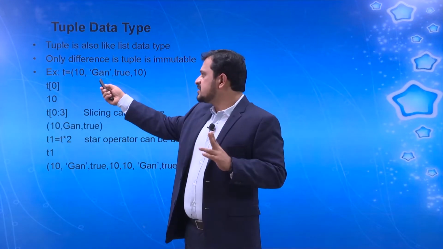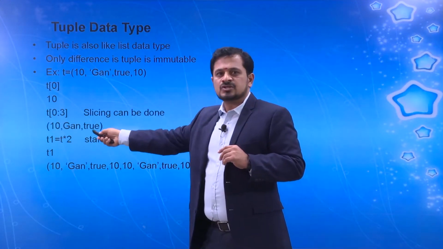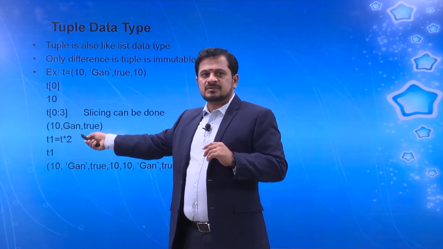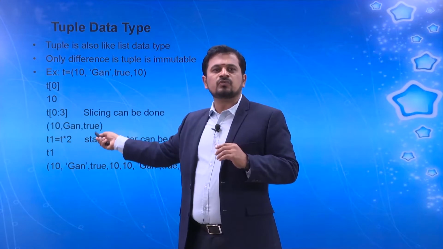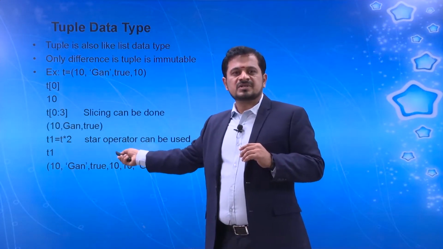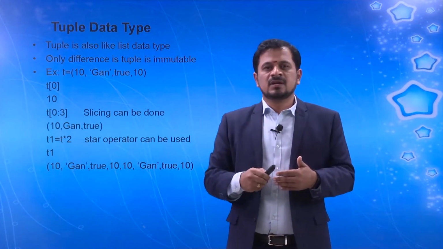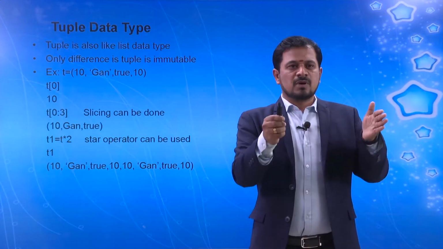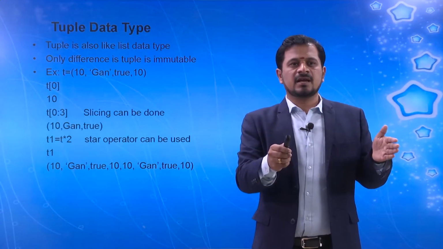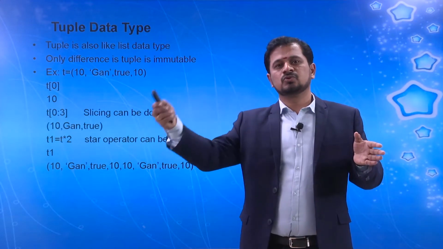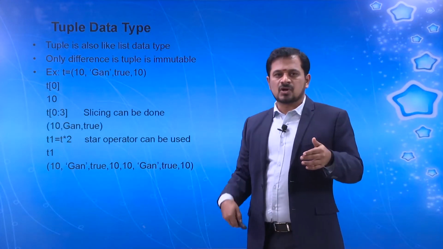So 0 is this, 1 is this, 2 and 3. So 10, GAN, and true, only that particular part alone will be taken. And also the second one, the star operator, I want to multiply it, I want to repeat it. Some entire array I want to multiply 2 times or 3 times or 4 times. That is also allowed with the help of the star operator.